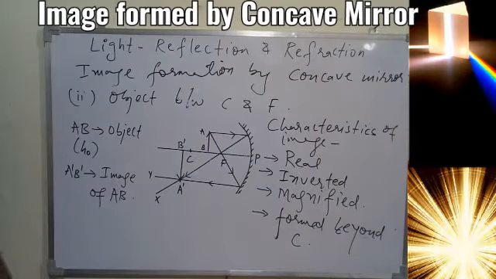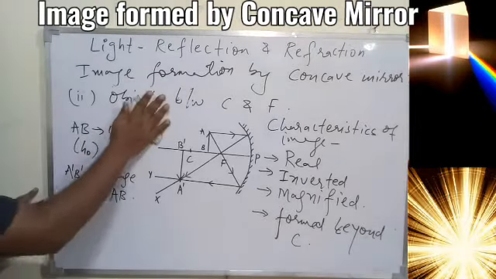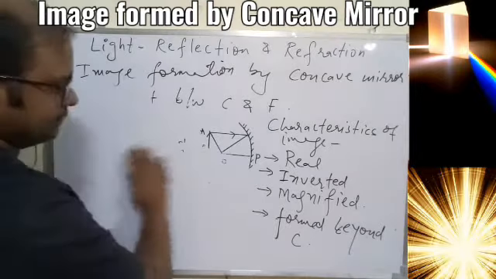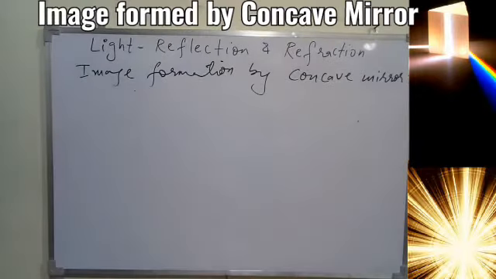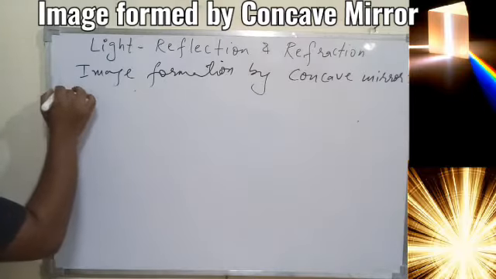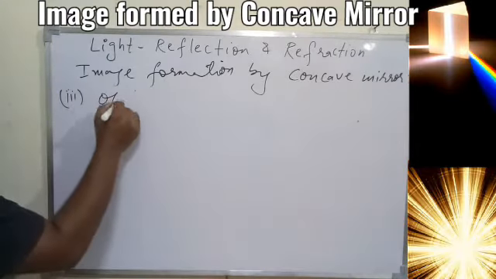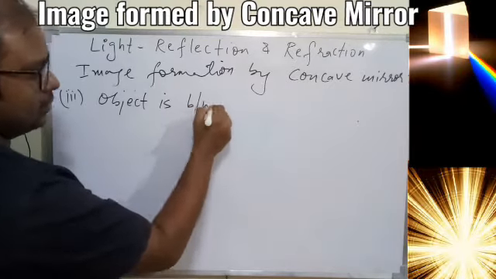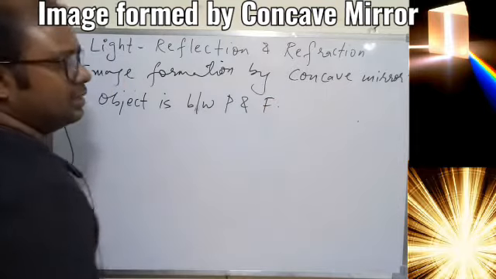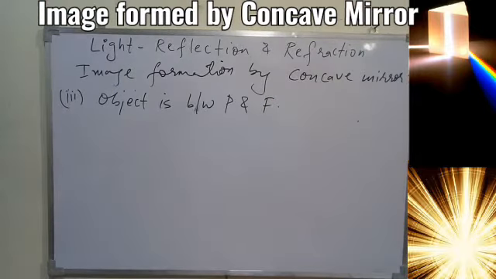So I hope you understood how to do the ray diagram for the concave mirror. I'll do one more case and then the rest 2 or 3 cases you can try yourself. Okay, so let's go for case number 3. And once you understand the rules, it's very interesting to draw the ray diagrams for the mirror and the lenses. So let the object be between P and F, that is between pole and focus.